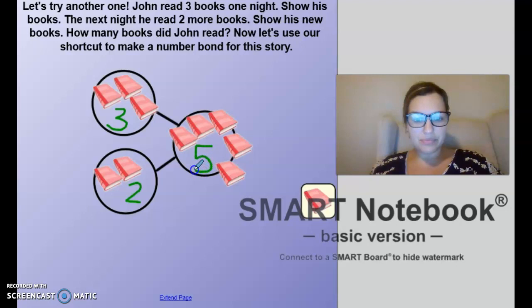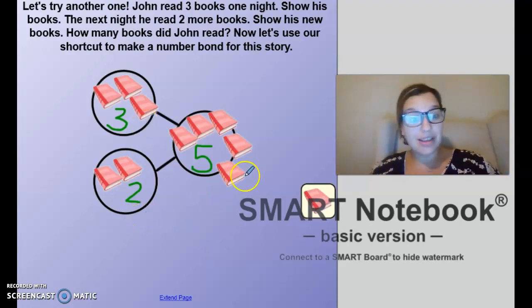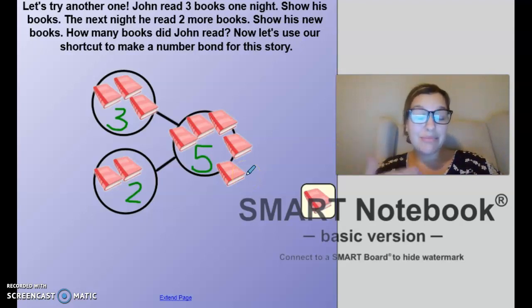Nice job. So, you guys did an amazing job drawing pictures and then going above and beyond and writing the numbers in the number bond as well. That doesn't come until a later lesson. I'm really proud of you. So that's where we're going. We're going to start to be able to listen to a story, write the numbers in there, and without a picture, be able to figure out our whole. So this is a really great start.